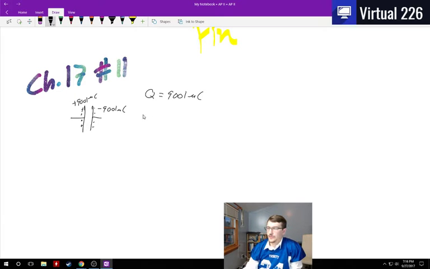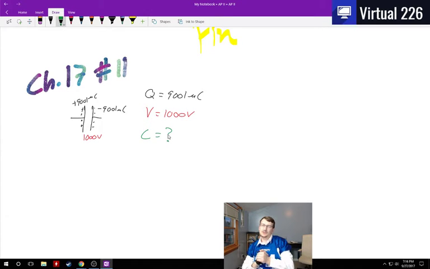In this problem, there's a potential difference of 1,000 volts across the plates, so maybe this side's at 1,000, this side's at 0, or this side's at 2,000, this side's at 1,000. Either way, our potential difference, V, is 1,000 volts. And we are stuck looking for the capacitance.